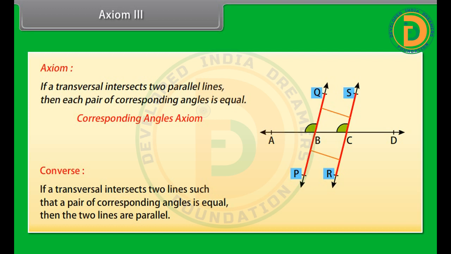You will find it the same everywhere. So we can say that the lines are parallel. Therefore, the converse of corresponding angles axiom is also true. So we have got one more axiom for this, which we will discuss in the next screen.